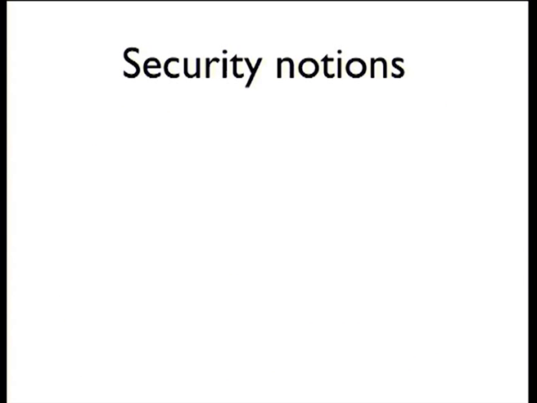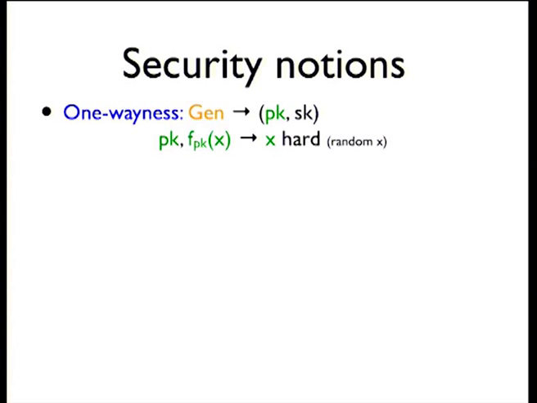Okay, so what are security notions for a trapdoor function? The traditional and simplest one is one-wayness. Given a public key, which is generated using a key generation algorithm that also outputs a trapdoor, but that's not given to the adversary, and given f of x, it's hard to recompute x for a randomly chosen x. That's one-wayness. It's all well known.